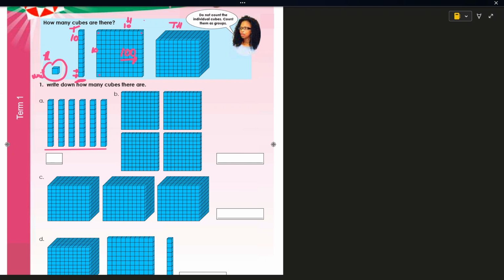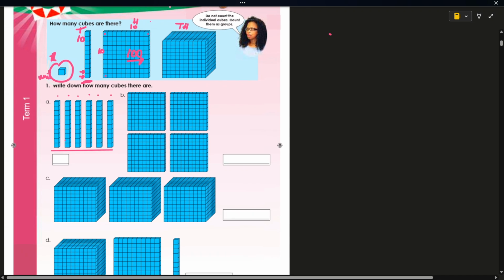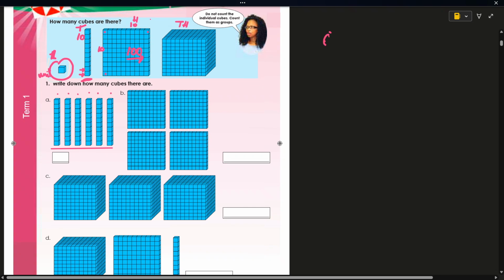So, how many 10s have we got? 1, 2, 3, 4, 5, 6. Let me write it here. We've got 6 shapes of 10. How do we write that? When you have 6 shapes of 10, you can just say you've got 60.